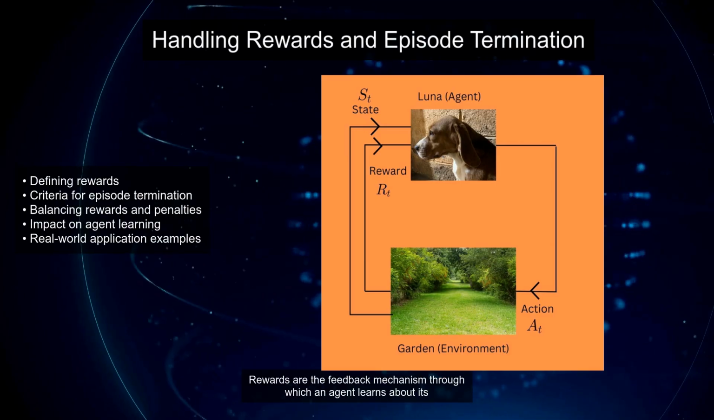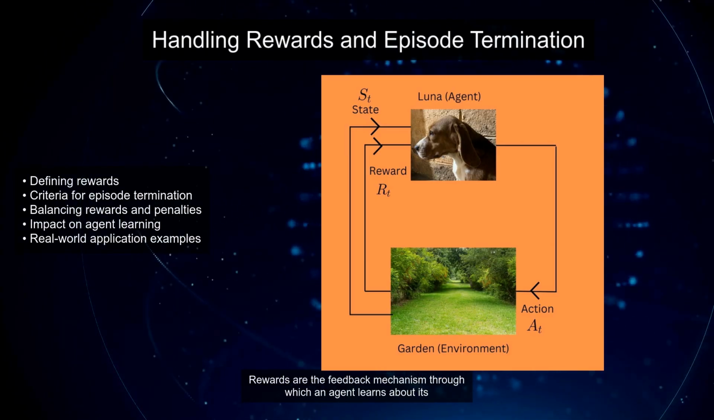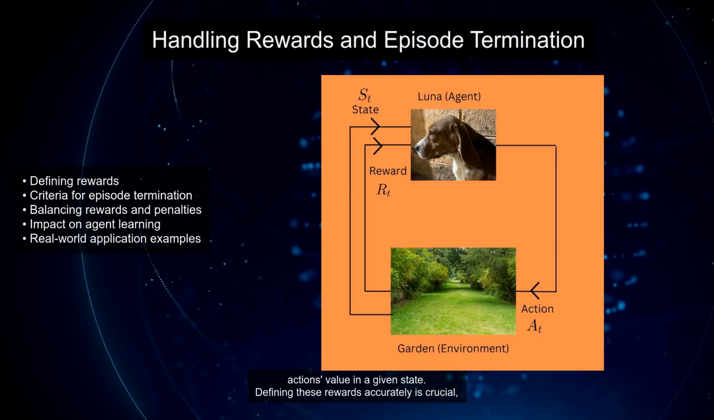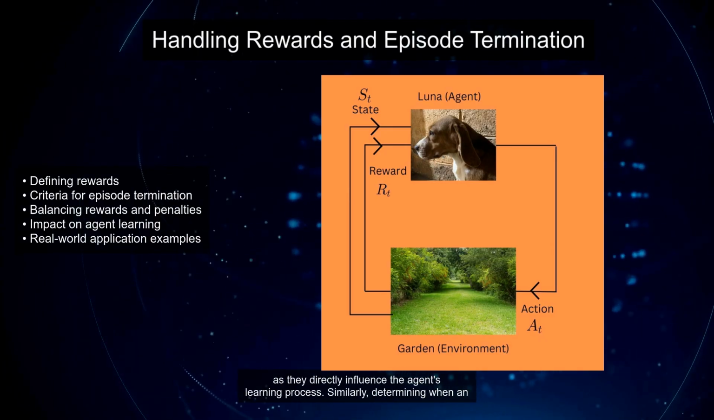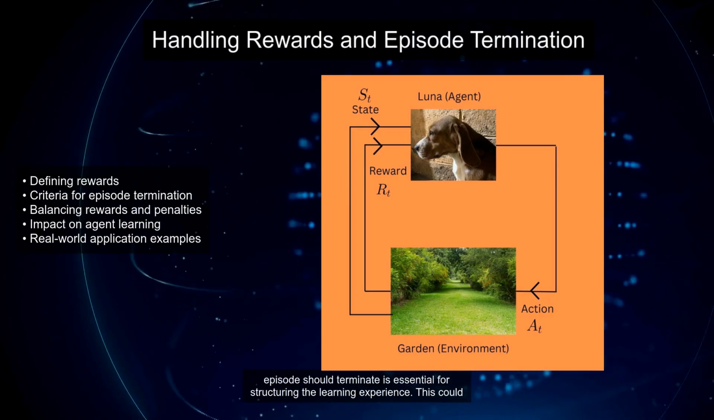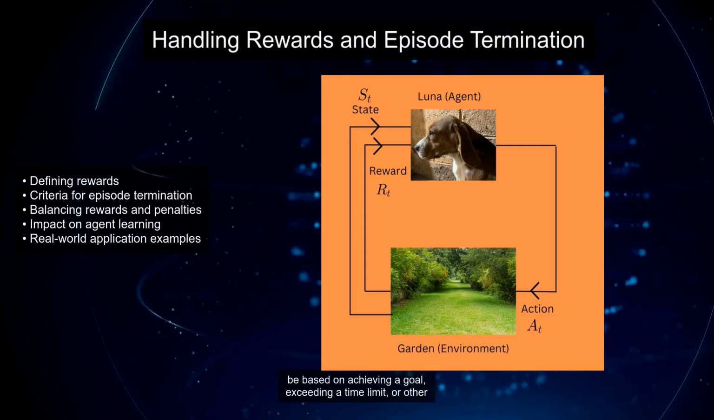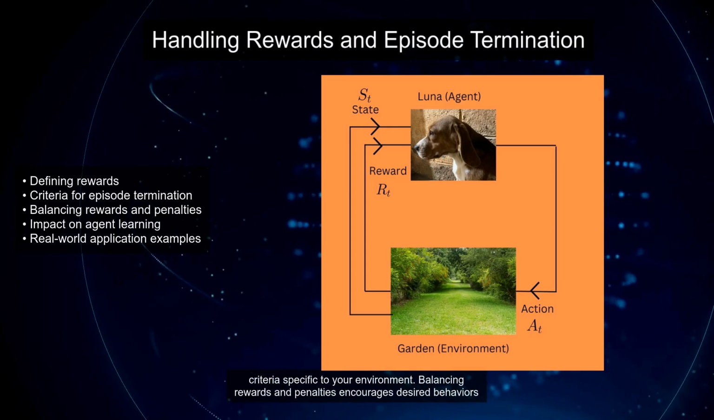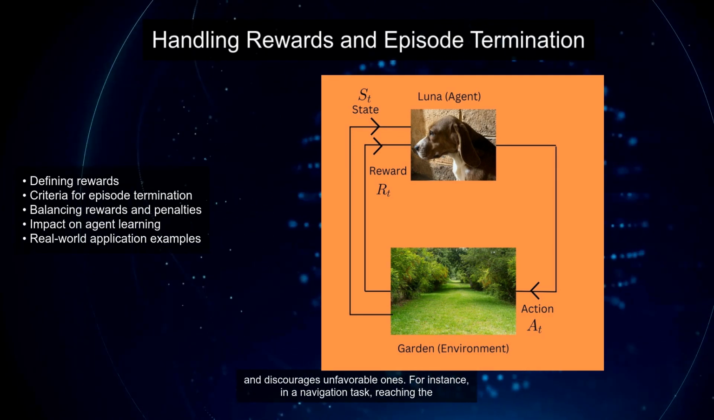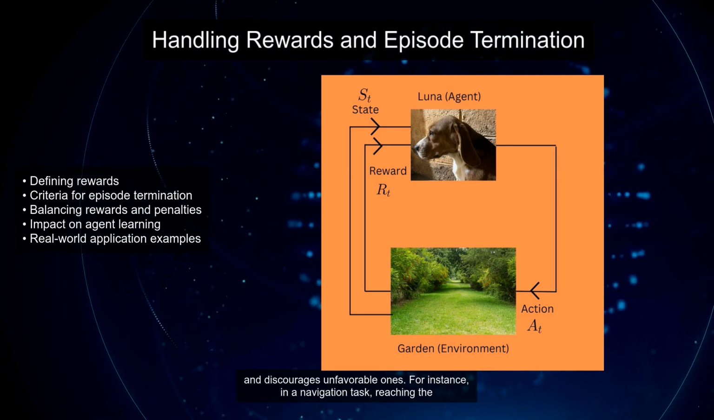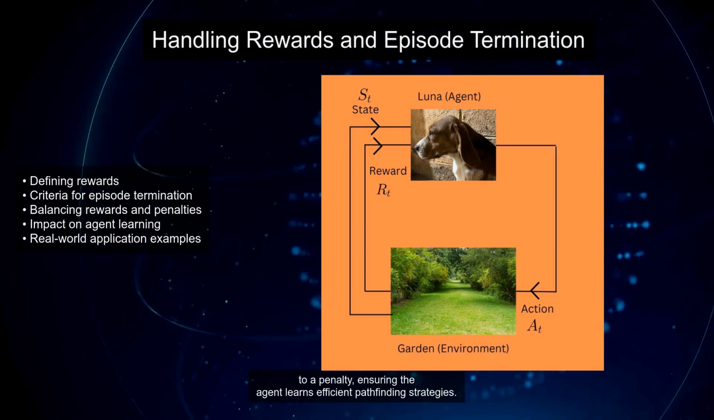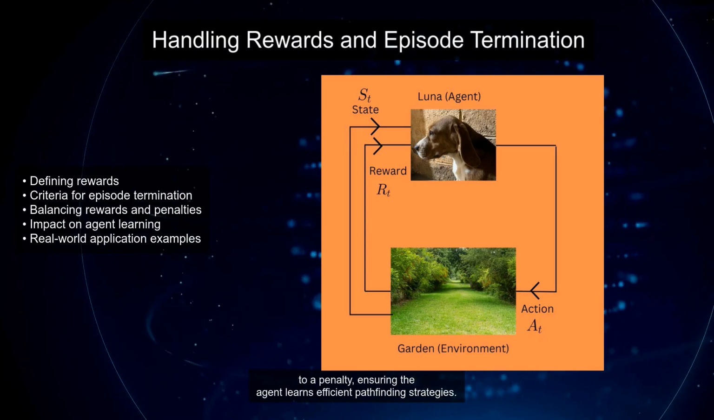Rewards are the feedback mechanism through which an agent learns about its action's value in a given state. Defining these rewards accurately is crucial, as they directly influence the agent's learning process. Similarly, determining when an episode should terminate is essential for structuring the learning experience. This could be based on achieving a goal, exceeding a time limit, or other criteria specific to your environment. Balancing rewards and penalties encourages desired behaviors and discourages unfavorable ones. For instance, in a navigation task, reaching the goal could yield a high reward, while hitting an obstacle could lead to a penalty, ensuring the agent learns efficient pathfinding strategies.